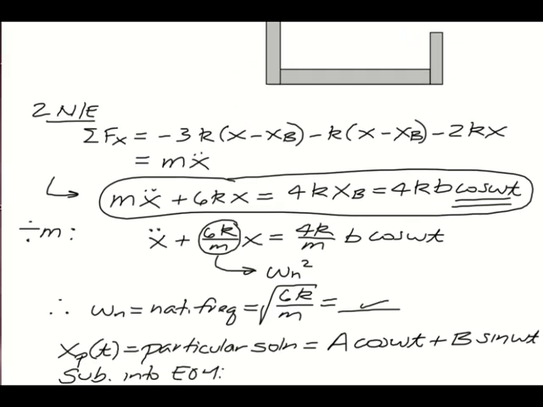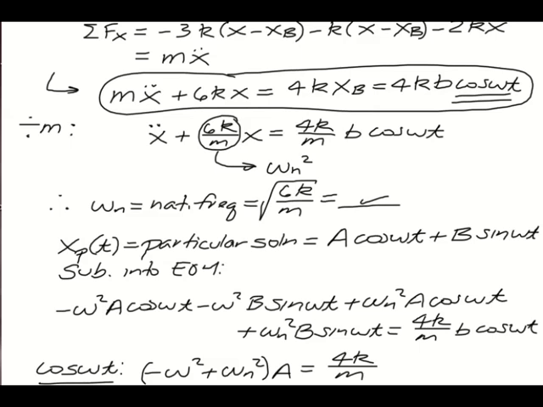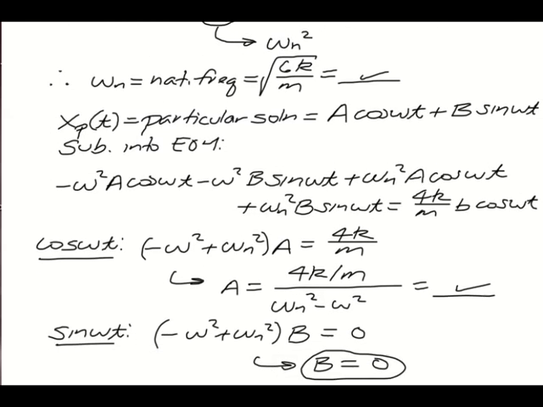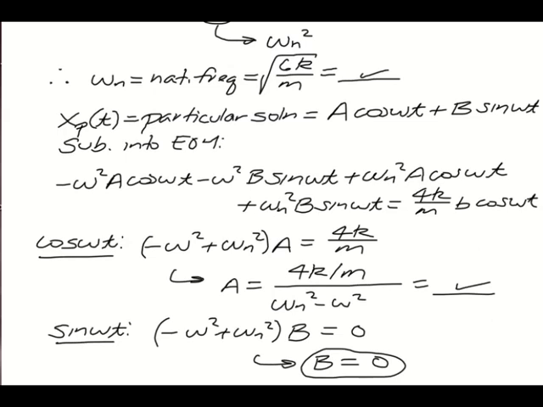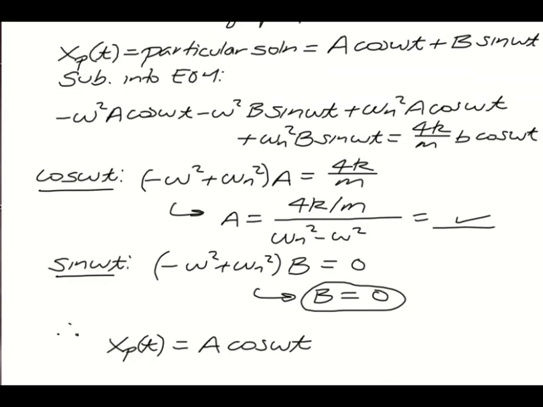And then lastly, the particular solution. Since the right-hand side, the forcing, is cosine, we know the particular solution is some combination of cosine and sine. We just don't know what those coefficients are. But by substituting in there, balancing our coefficients, we find out what A and B are. B ends up being 0, and therefore we get x_p.